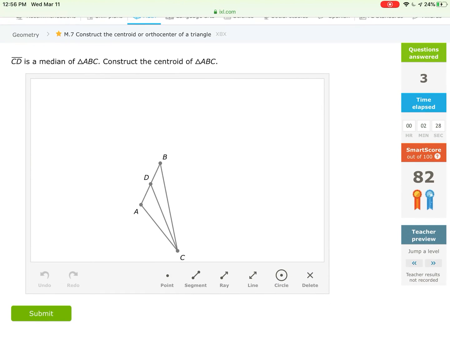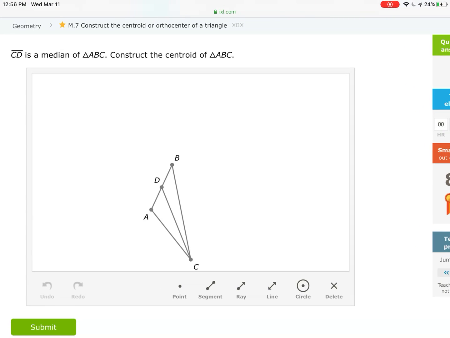Okay, last one. This one is going back to the median, the centroid. They want the centroid. And the centroids, remember, are associated with the medians. Now, they've already gone ahead and drawn one of the medians for you, the one that goes from C to the midpoint of the opposite side, AB. So we have to draw another median. Let's try the median from B to AC.